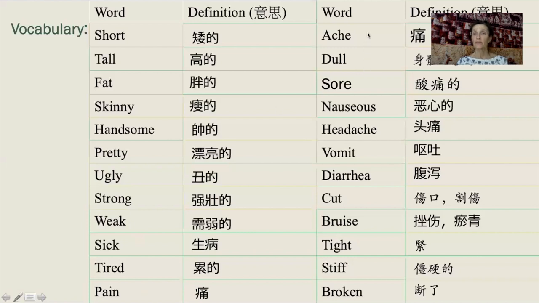pain, ache, dull, sore, nauseous, or sometimes people say nauseous. Nauseous, headache, vomit, diarrhea, cut, bruise, tight, stiff, broken. All right, I hope that was helpful.